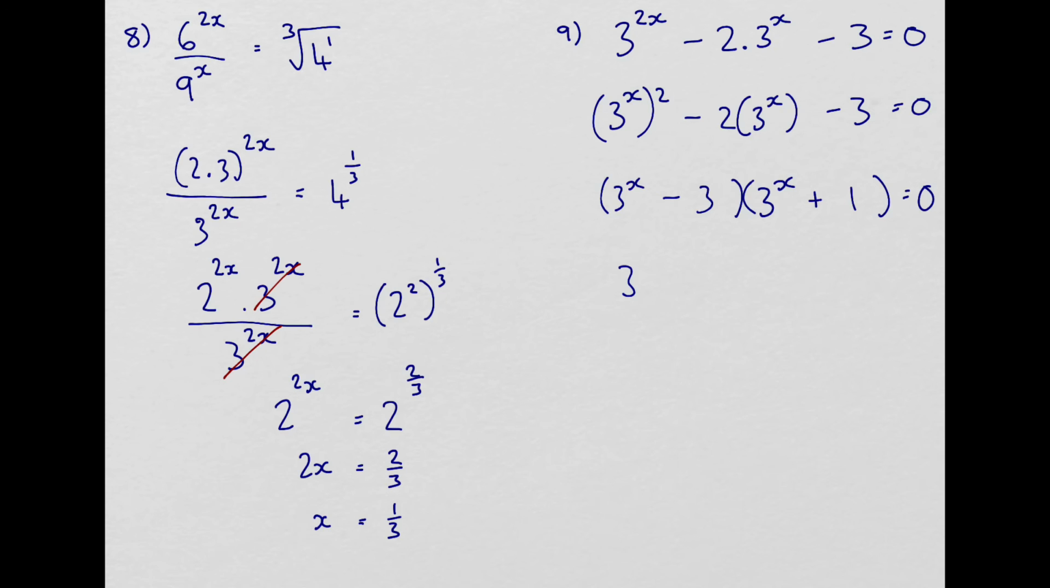So that means that 3 to the x equals 3, or 3 to the x equals negative 1. And here again, this is invalid. There's no solution because we can't get the negative. But on the left-hand side, this is 3 to the power of 1. So the bases are the same, and we can equate the exponents so that x is equal to 1.